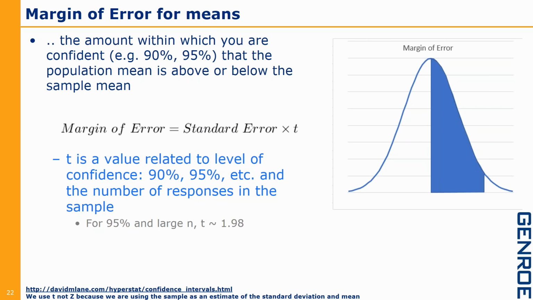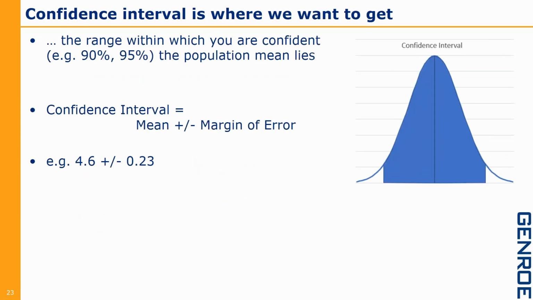But it's also related to the number of responses in the sample. And you'll see here I've got 95% and large N. Large N is more than 100. T is about 1.98. Okay, so this gives you the margin of error around which you're 95% sure that the average lies. So that's margin of error. I think when we go to the next slide, hopefully it'll all come together.